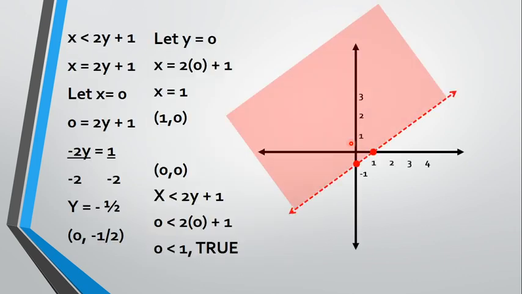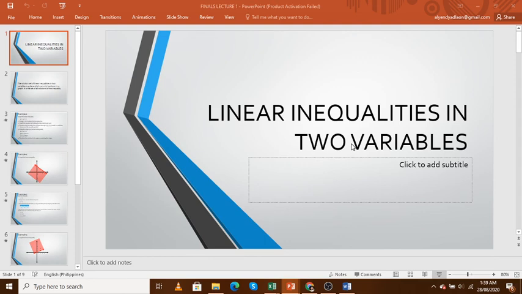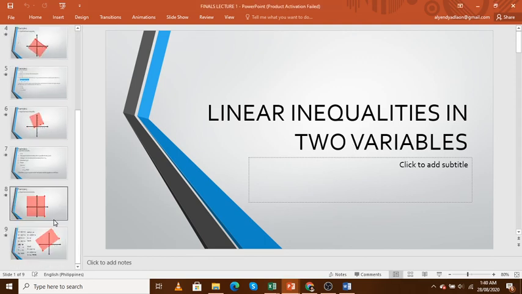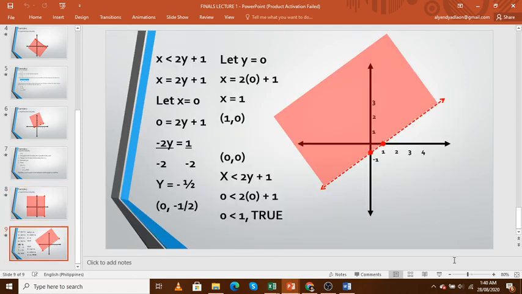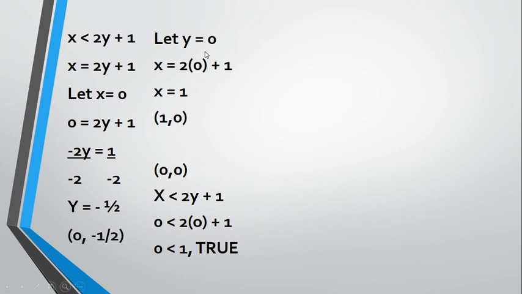Okay. Now, here we have another example. So this is the last example for this video. We have x is less than 2y plus 1. Okay, so first step, we have to change the symbol. x is equal to 2y plus 1. Okay, so if x is 0, y is negative 1 half.